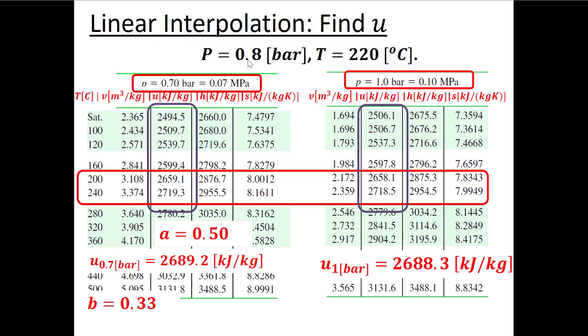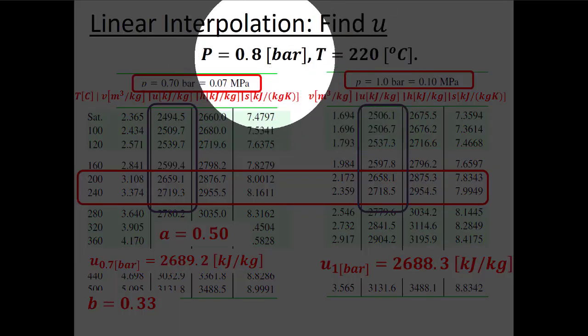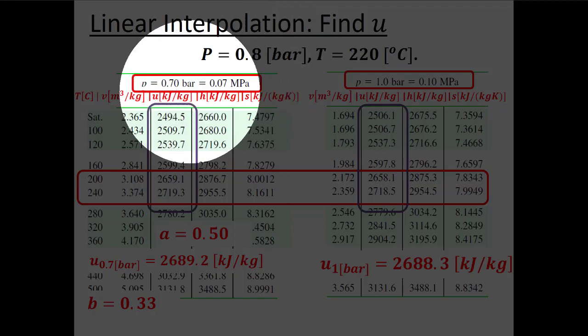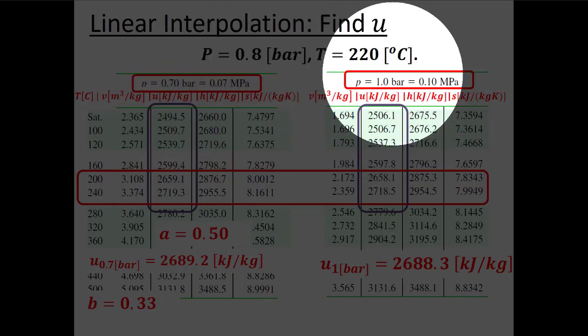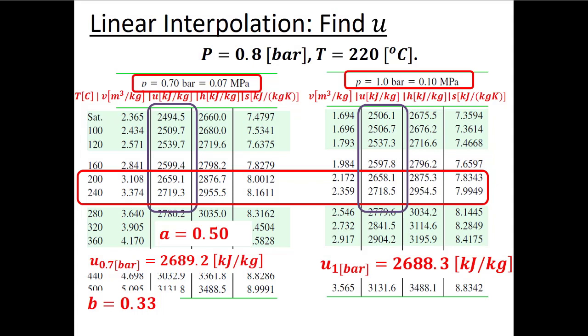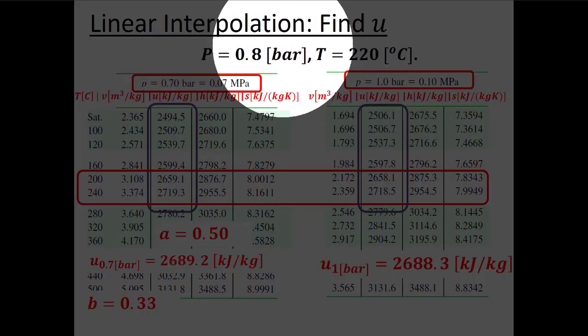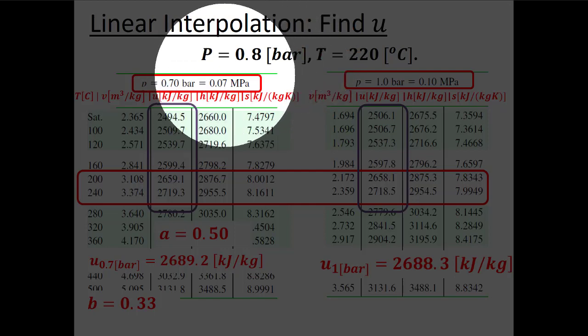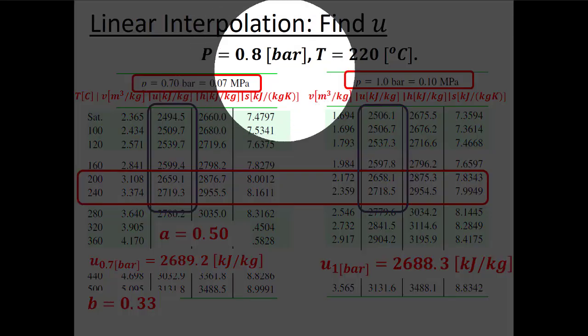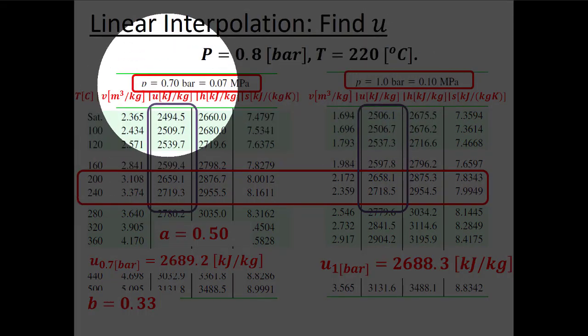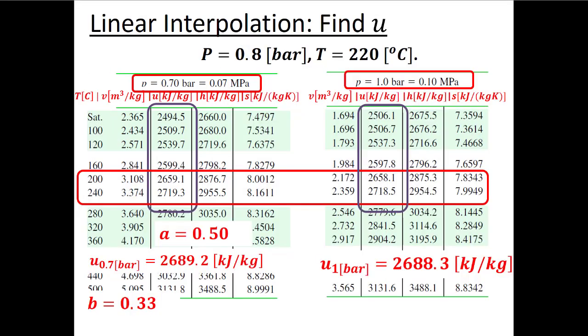Right? So here, our pressure that we're looking for is 0.8 bar. I'm interpolating between 0.7 bar and 1 bar. So I'm going to find B as P that I'm interested in minus P min. Right? So that's my numerator. That's 0.1. But my range of pressures is going to be 1 minus 0.7. Right? That's 0.3. So here I have 0.1 divided by 0.3, which is the same as 1/3, or 0.33. Does that make sense?